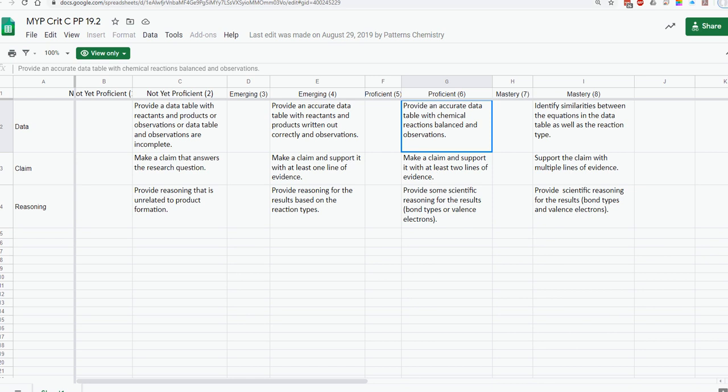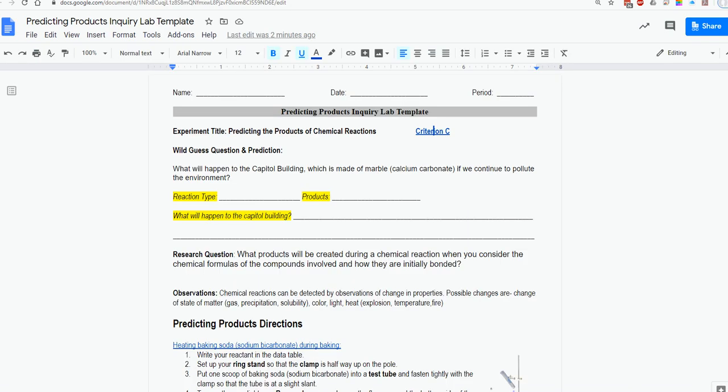Once you're done with that, very simple, not expecting you to do a big CER, please go ahead and submit it to me under Canvas.